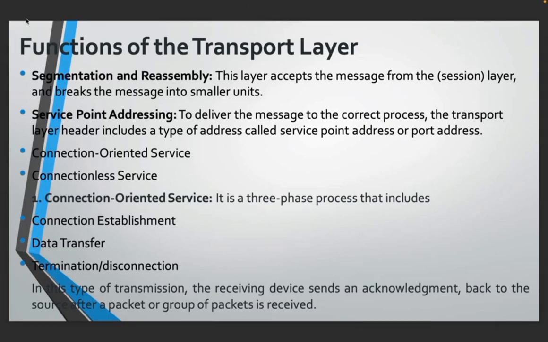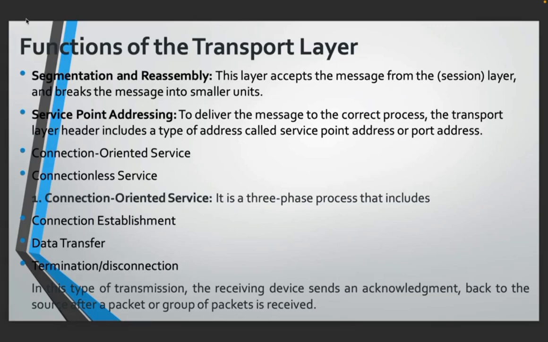Functions of the transport layer: segmentation and reassembly, service point addressing. Let's see segmentation and reassembly. This layer accepts the message from the session layer and breaks the messages into small units. Service point addressing: to deliver the message to the correct process, the transport layer header includes a type of address called service point addresses.